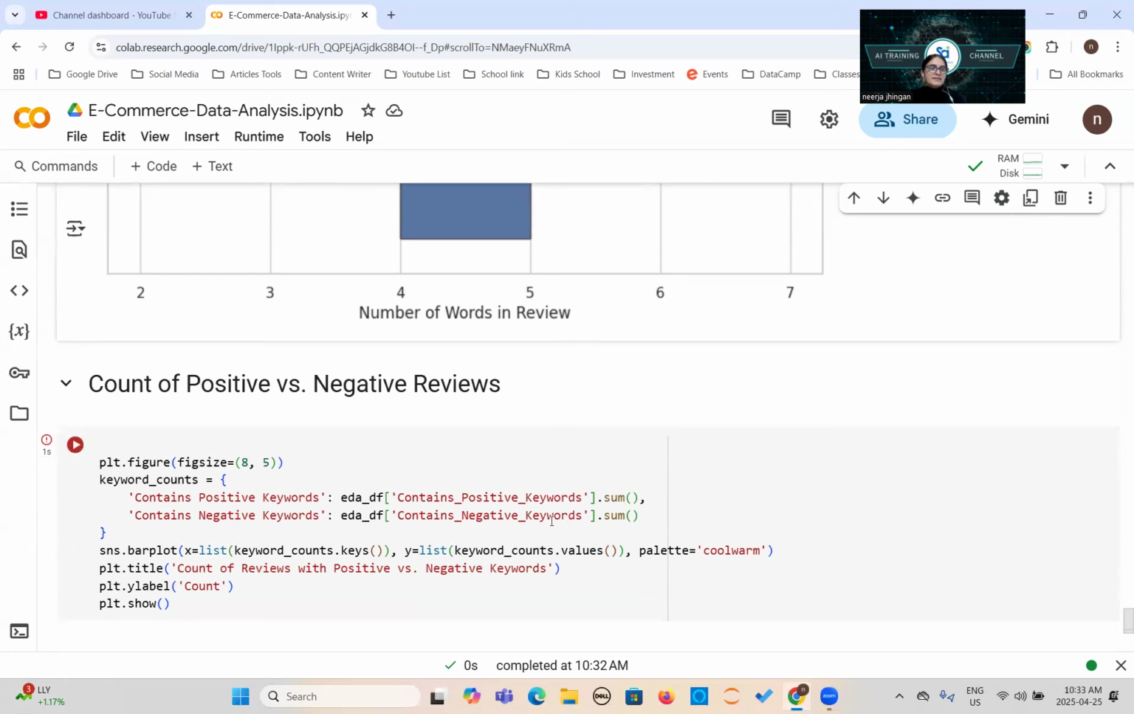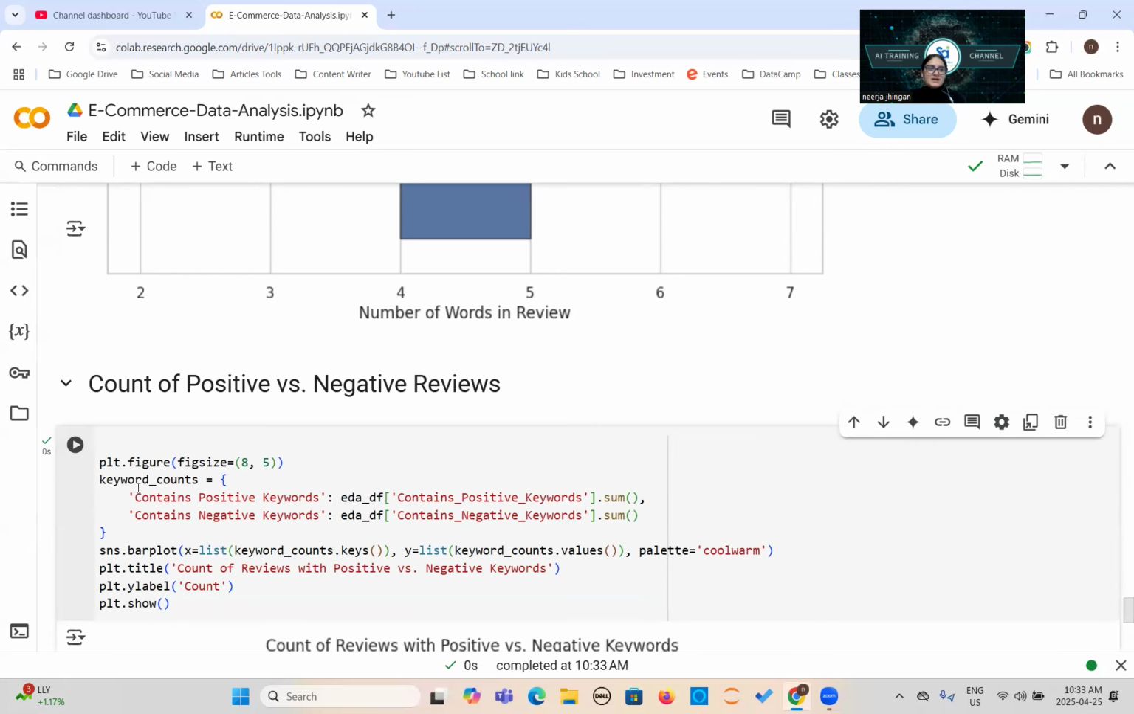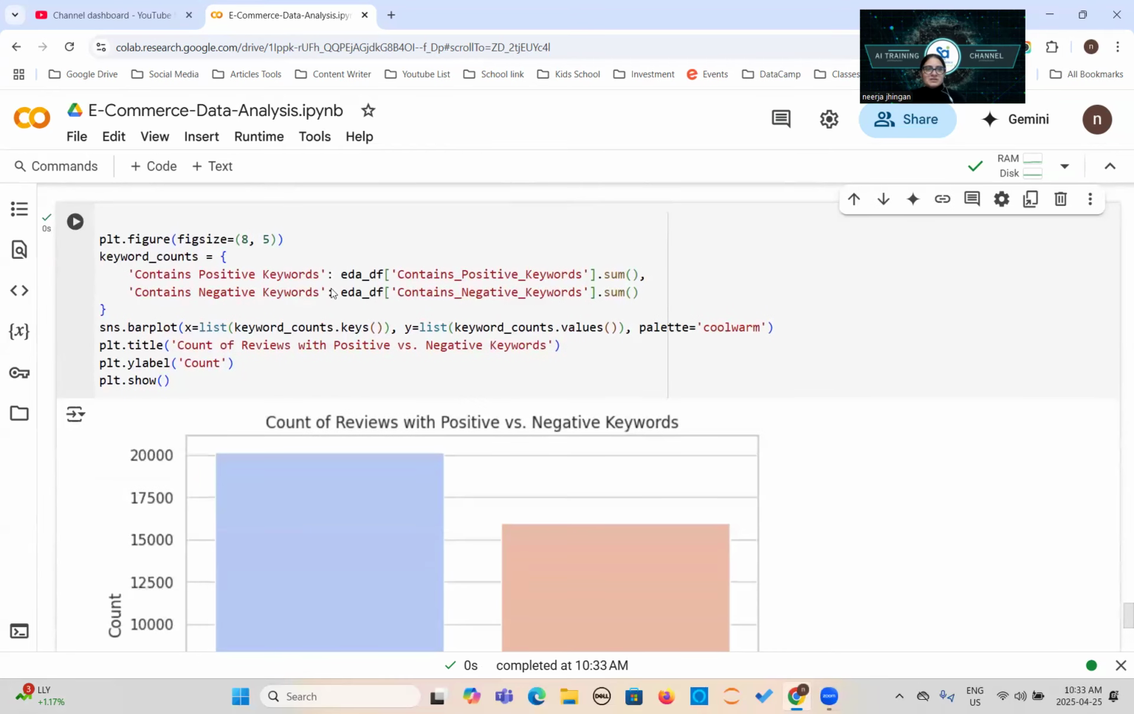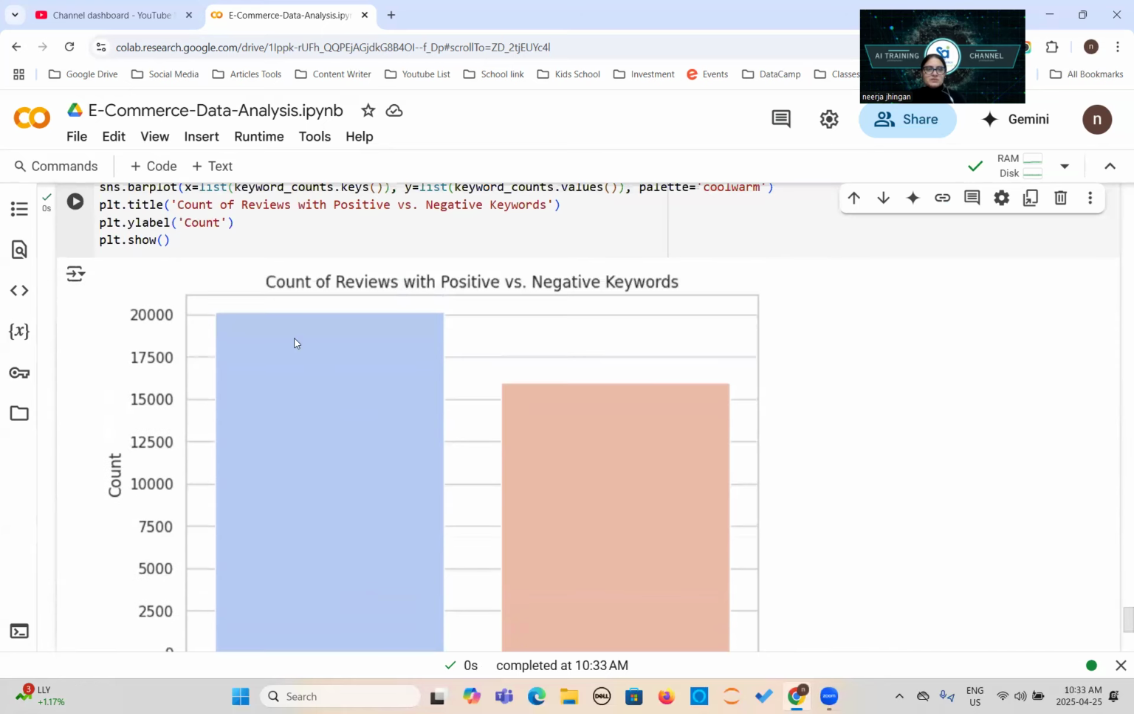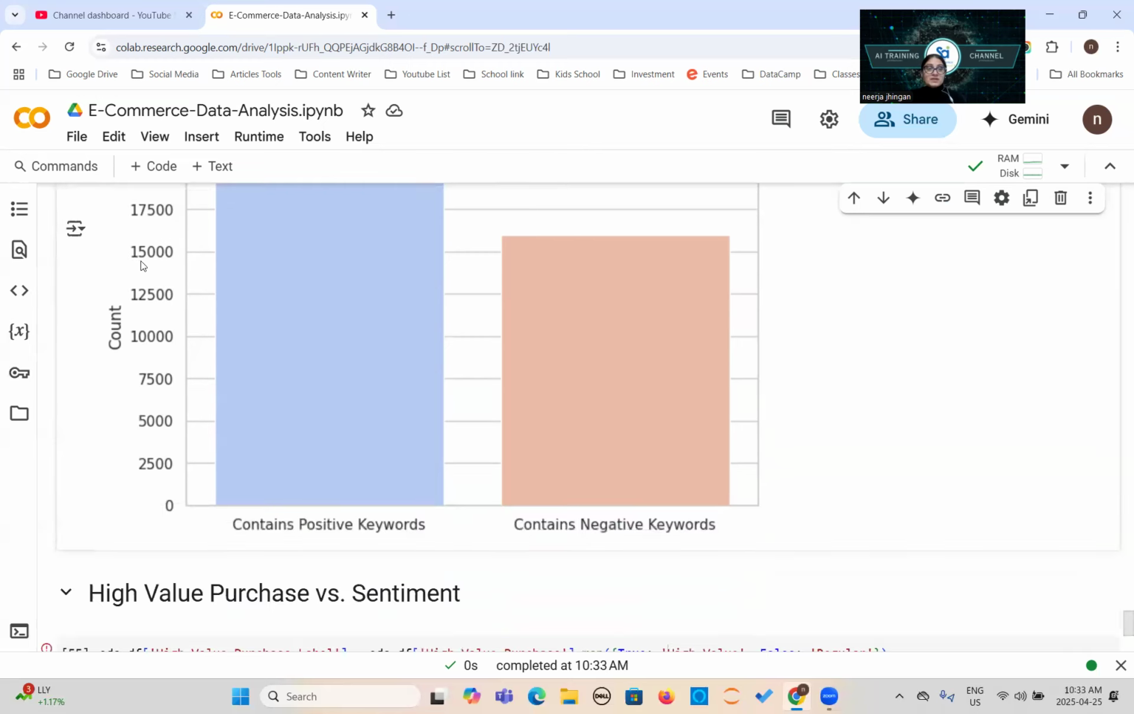Okay, and then this is your next one, the count of positive versus negative reviews. We are just doing EDA to count how many are positive, because we have this column, right? Straightforward, so we can count it. Look at this, the positive keywords have the highest count, around 20,000. It gives you an idea of how much positive feedback people are giving. And the count of negative keywords is between 15,000 and 16,000.